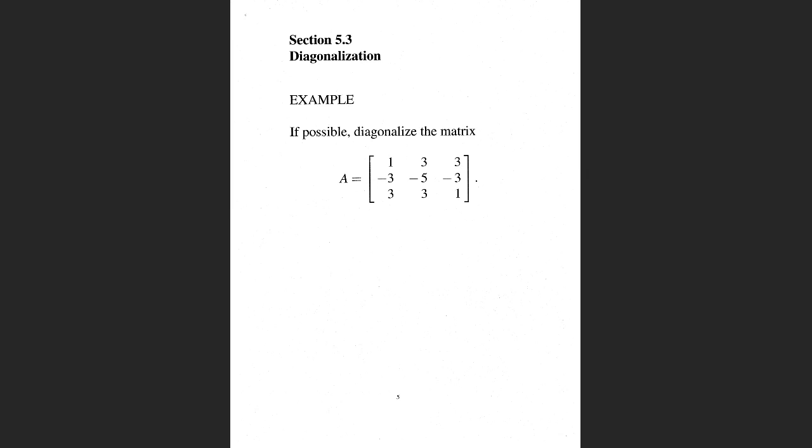So what's the first thing that we have to do here? If we want to diagonalize this matrix A, where do we need to start?